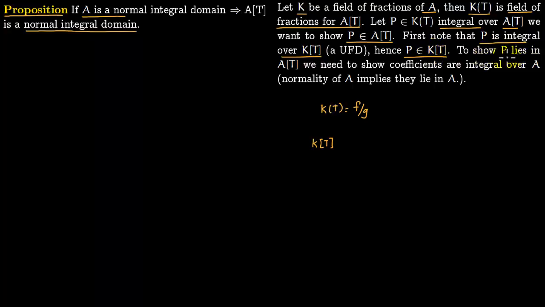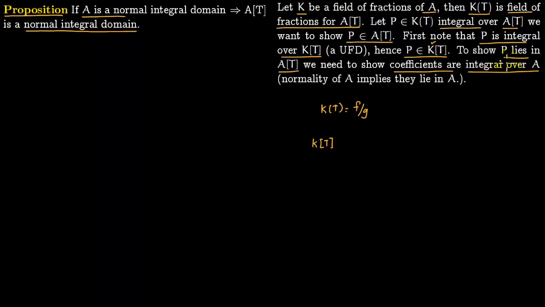So to show p lies within A[T], we have to show that the coefficients are integral over A. So this p lies within K[T]. So we have already seen here that only the coefficients could be rational. We do not have something like this, we have something like this. So there are square brackets here rather than round brackets here. So it is a polynomial, not a fraction like this, but its coefficients might lie in K. So they might lie in K. So we want to say that the coefficients are integral over A.